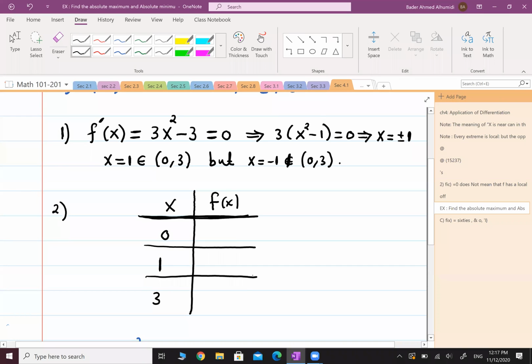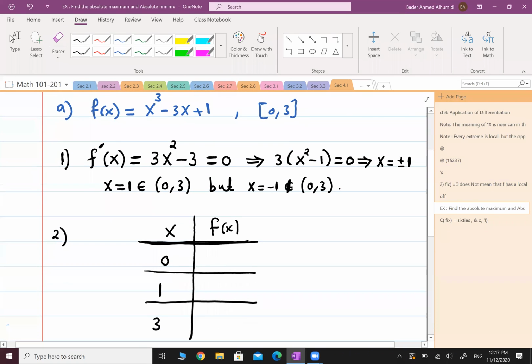Then I will evaluate the function at these points. I will take the point 0. I substitute into x cubed minus 3x plus 1. I substitute 0, and you can see clearly the answer is equal to 1. If I substitute 1, I have 1 minus 3 plus 1, which is 2 minus 3, equal to minus 1. If I substitute 3, I have 27 minus 9 plus 1, that is equal to 19.